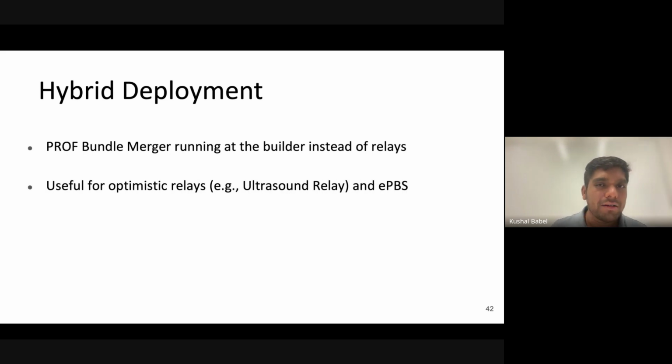This kind of mechanism is also useful for enshrined PBS, whenever that happens. You can do the enrichment at the builder, and then the enshrined relay committee in ePBS will work similarly to an optimistic relay.